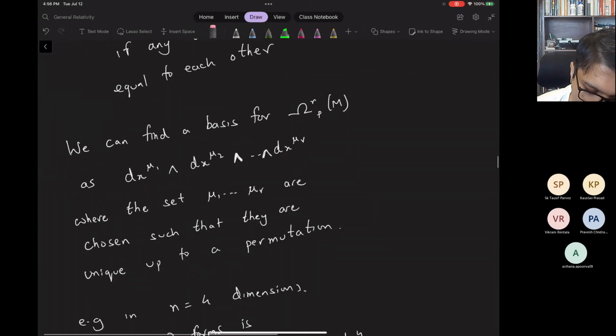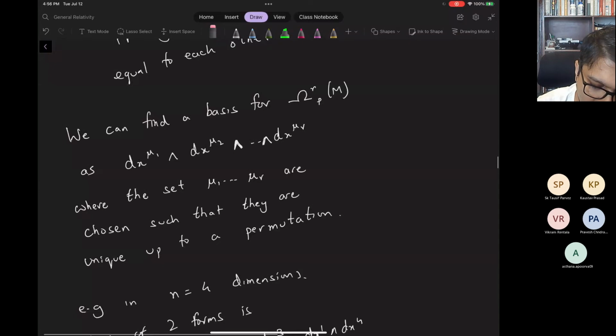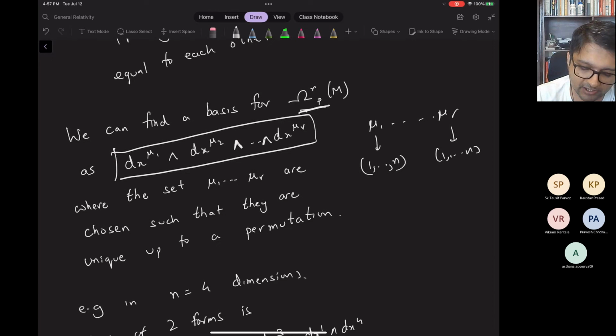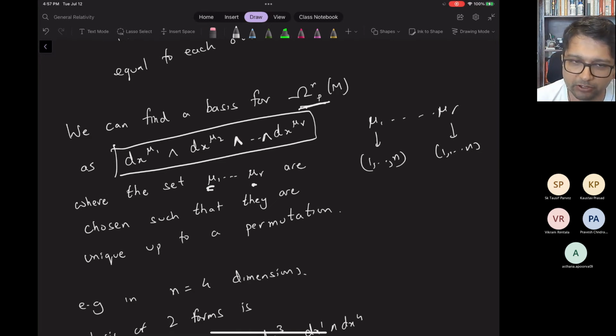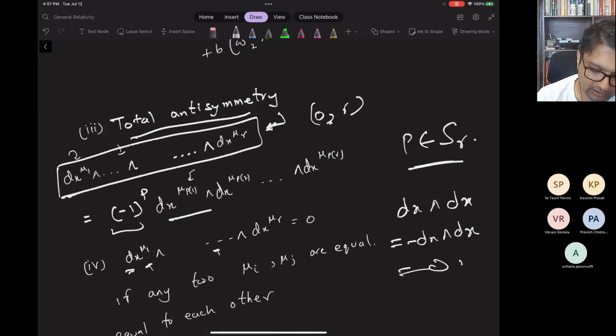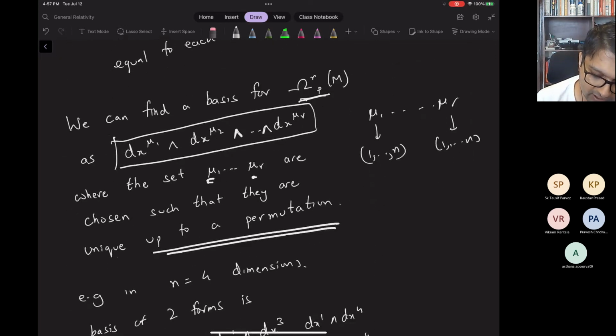So now we're going to try to find a basis for r-forms, and these basis elements are of this form. But we need to figure out what is a good choice of the μ's. Of course, these can be selected from any values from 1 through n, where n is the dimension of the manifold. But not every choice, as we've seen, is going to give us a unique basis r-form. So the set μ1 through μr has to be unique up to a permutation, because if I change the ordering, then I will get back the same basis vector up to a plus or minus sign. Therefore, the choice of these, from 1 through n, is unique up to a permutation.